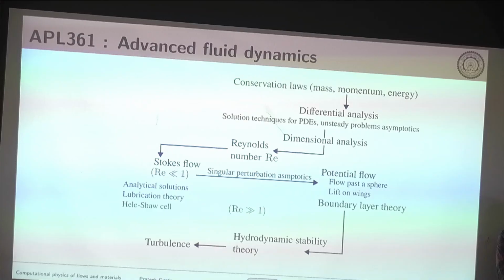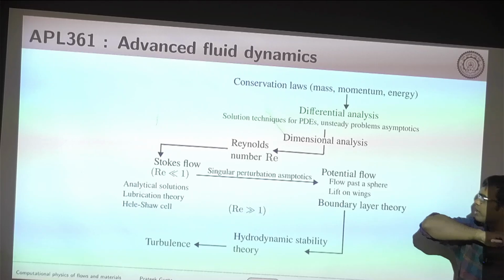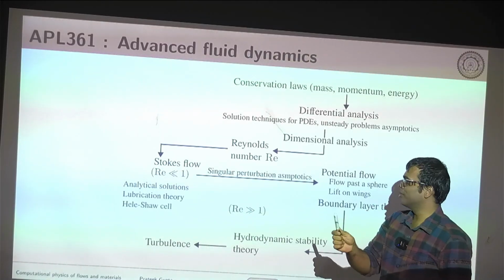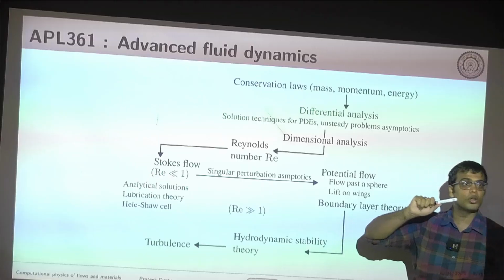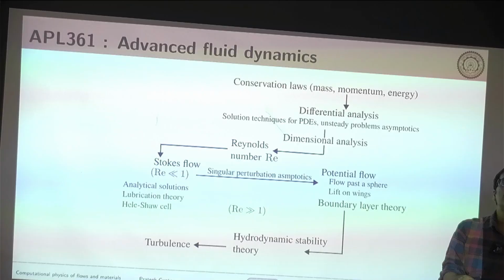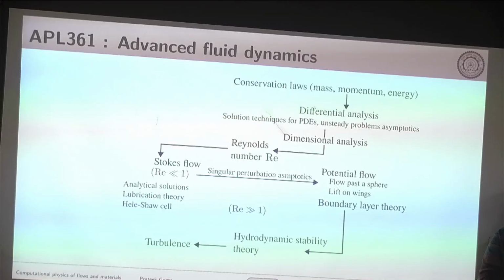Compressible flows deserve a different course altogether. Actually, all of these topics deserve a course altogether. In actual world-renowned universities, Stokes flow or low Reynolds number flow is a separate graduate level course, not an undergraduate level course. Potential flow is a separate course, boundary layer theory is a separate course, hydrodynamic stability theory, even in our department we have a separate course, and turbulence we have 2 courses in our department. So, all of these topics deserve a course of their own.